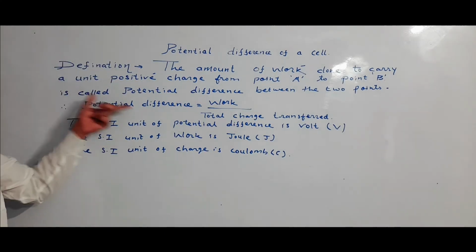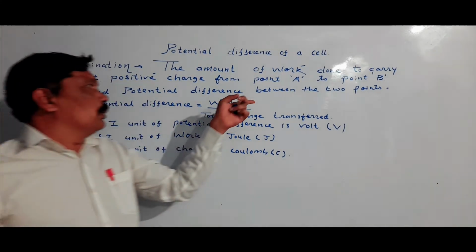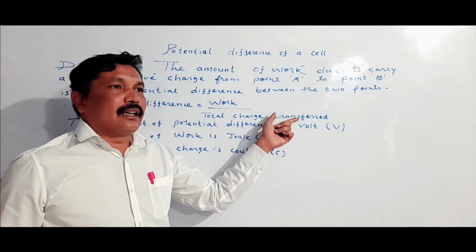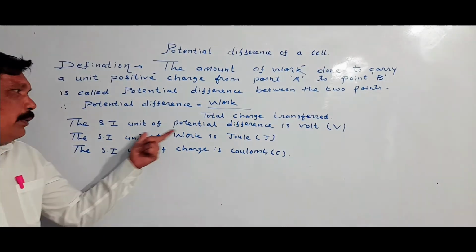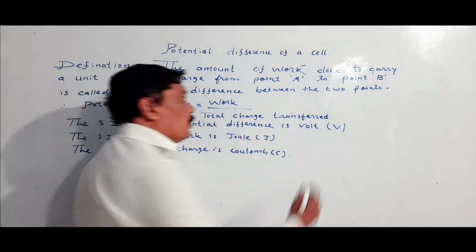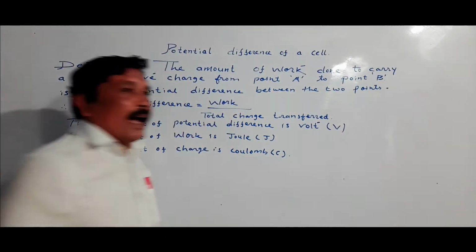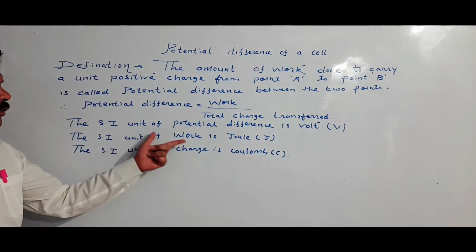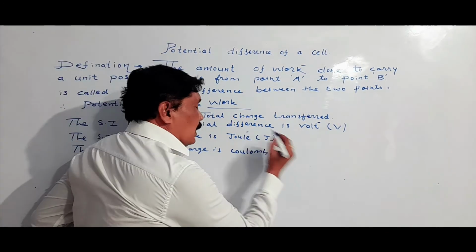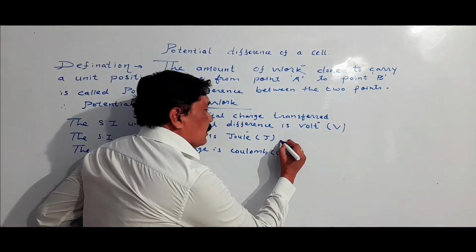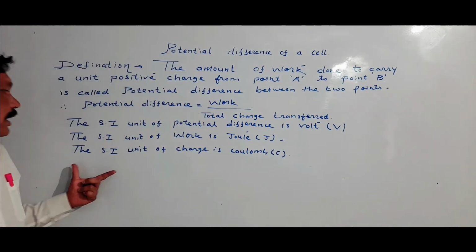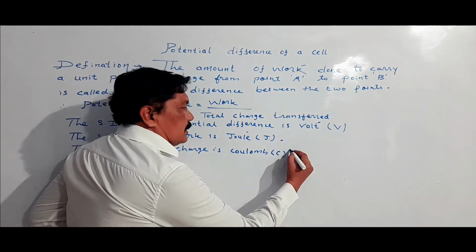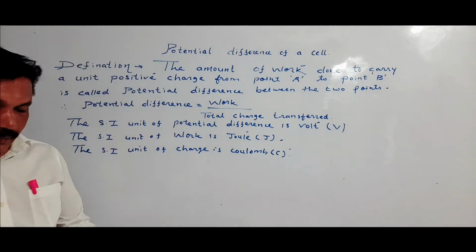Therefore, potential difference is equal to work upon total charge transferred. The SI unit of potential difference is volt and is denoted by V. The SI unit of work is joule and is denoted by J. The SI unit of charge is coulomb and is denoted by C.